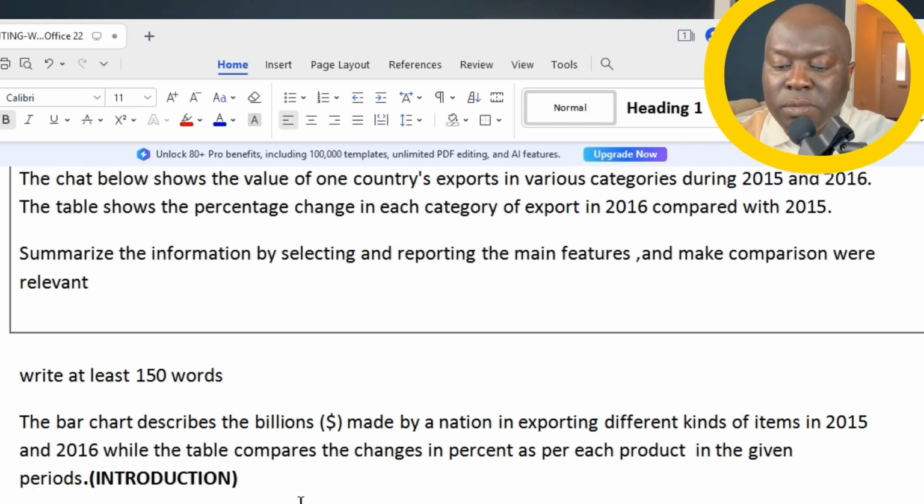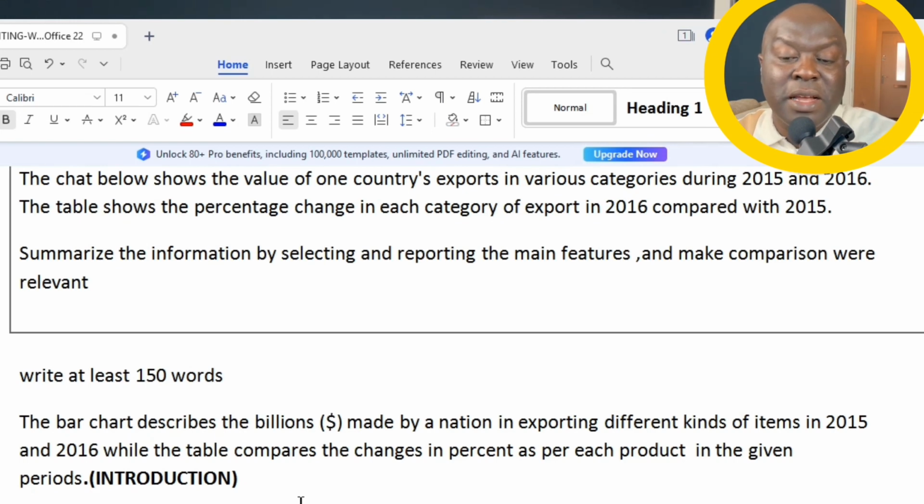In the overview, please, the overview is just a summary, and it's going to look at the main features, the trends, the significant features, the development, the changes, what have you. These are the things in IELTS Task 1.